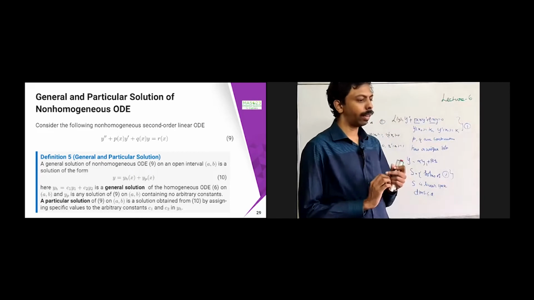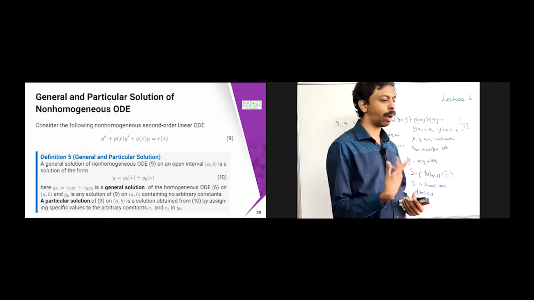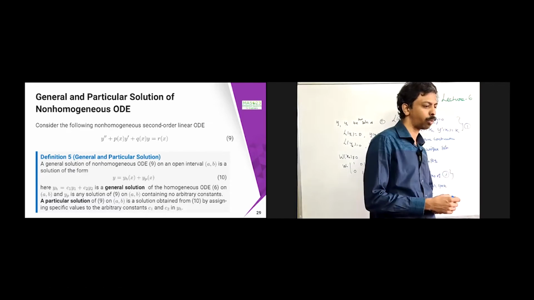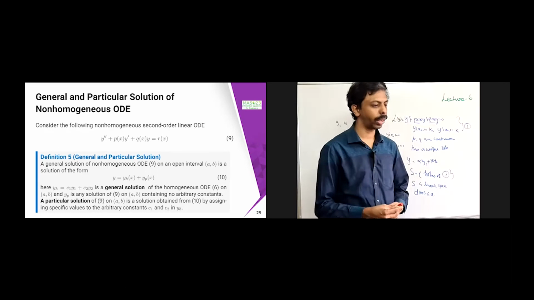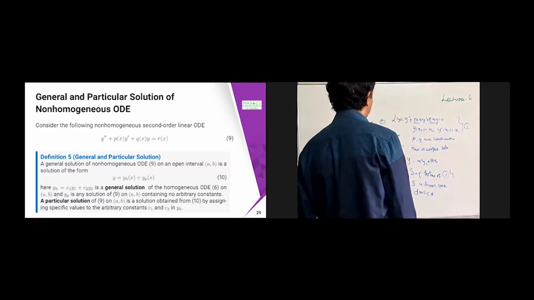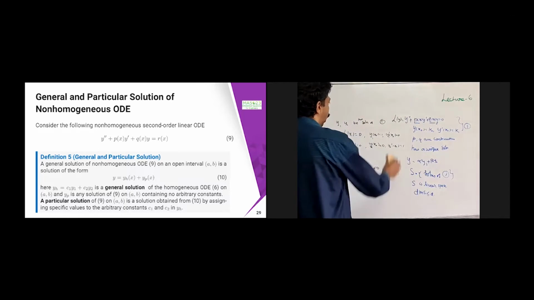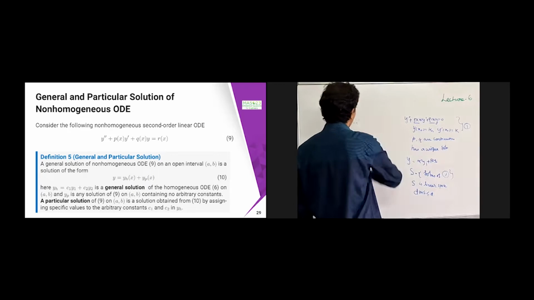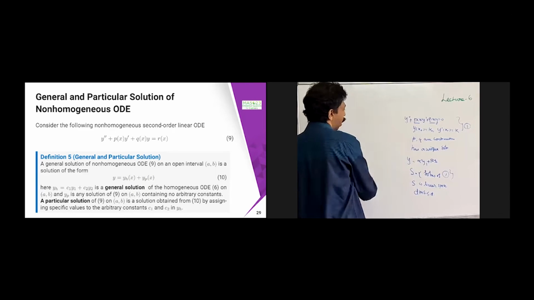Okay, and then we have general and particular solution for non-homogeneous ODE. How do we find that? For this case, what we need to do is split this into two parts. The first part I am going to take as a homogeneous part. The second part I am going to consider as a particular solution part.